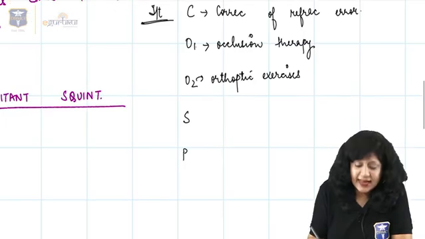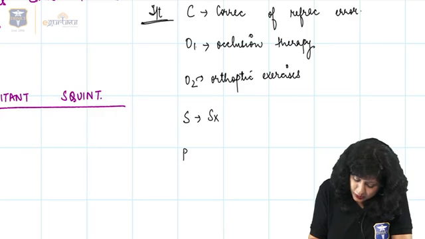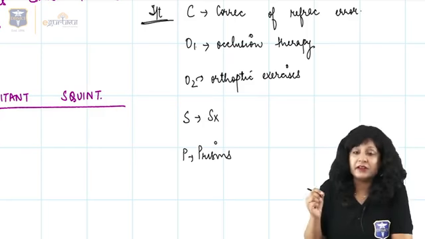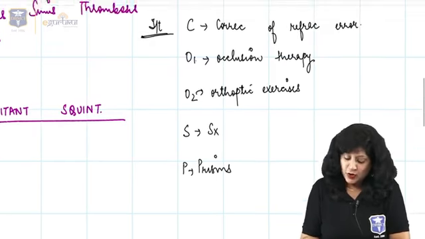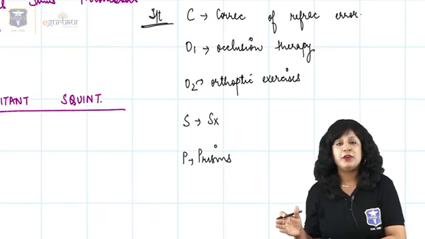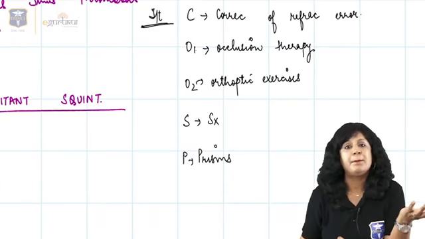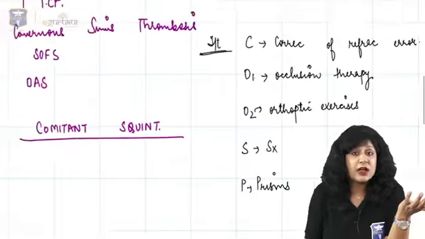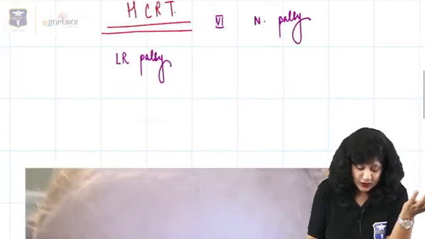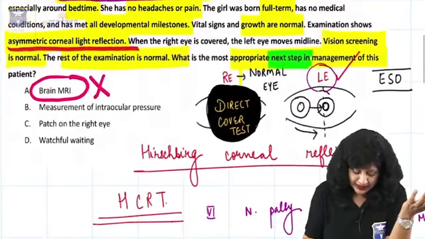Then we have got S. S means the surgery. You are going to do the surgery for the squint. And P for prisms that we are going to give for the remaining correction. So, in this order we have to go. We don't have to go direct for the brain MRI. So, this is not the next best step that you are going to do in a patient like this.